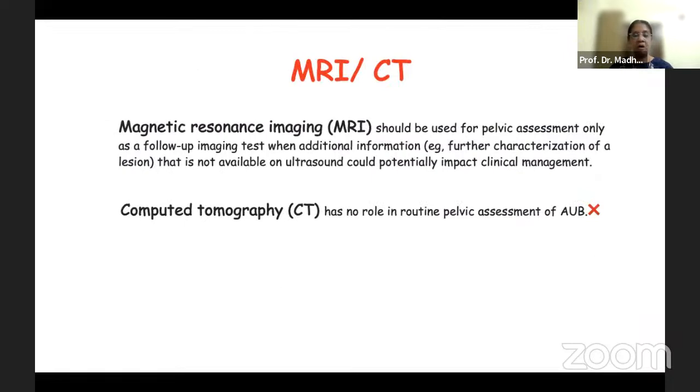MRI, CT. All our patients, if they have any problem, straight away want to go to higher tests, as you can see in our practice. We must assure them that MRI and CT have very limited use. CT, of course, is zero. MRI, sometimes we need as follow-up imaging, very, very rarely. CT has zero value in AUB.